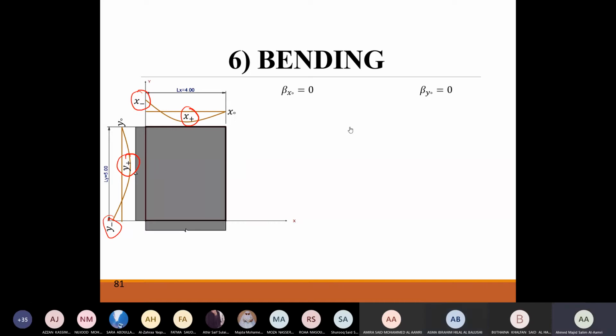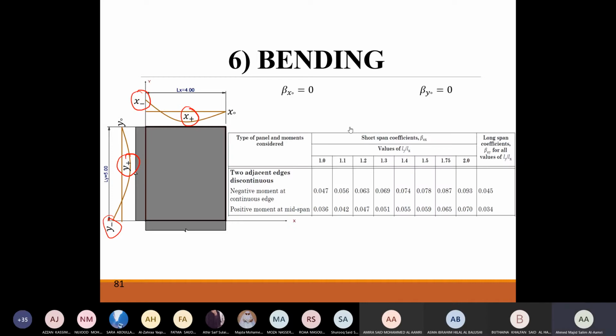The first thing that I did when I solved this question is to find Ly divided by Lx, which will tell me which type of slab it is. Is it a one-way slab or a two-way slab? If you make that mistake from the beginning, then everything is going to be wrong. Now, if we see here, this is which case? This is the case of two adjacent edges discontinuous, where one long edge is discontinuous and the other short edge is discontinuous. We have already gone through this.